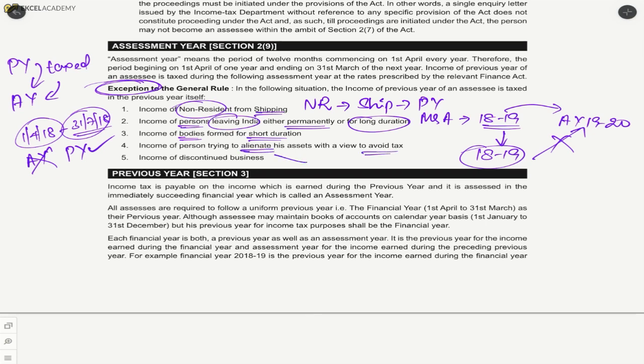That means he's shifting the burden or he's shifting the assets to maybe his spouse or parents, etc. In such cases, what we do is we will ask the assessee to file the return in the previous year itself. And income of discontinued business. If there is any business which was in existence for a long period but discontinued in the previous year, then the return will be filed in the previous year itself.